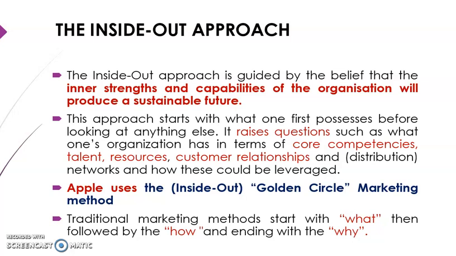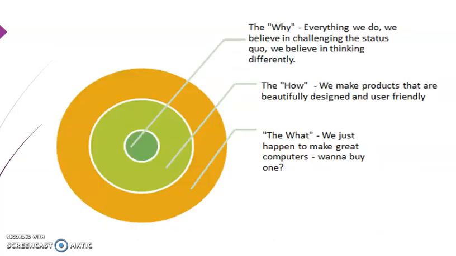Example here I have given you, Apple. Whatever technology is released by Apple, that will definitely be accepted by the customers. It is called the golden circle marketing method. Traditional marketing methods start with what, then followed by how, and ending with why. This is the golden circle used by Apple.